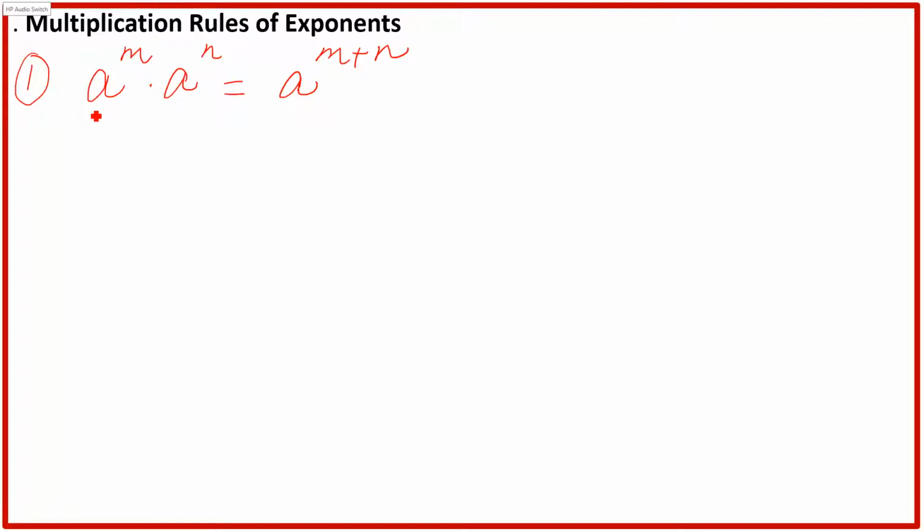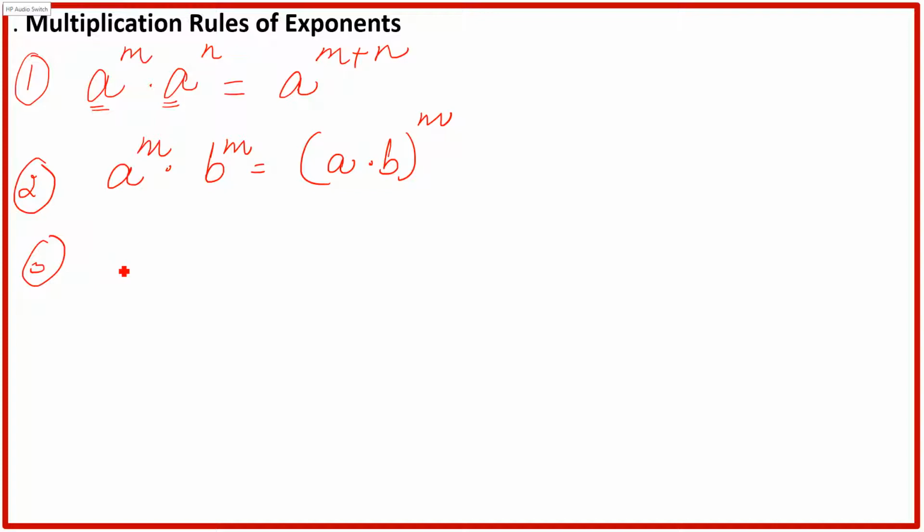What does it mean? It means if we have the same bases, keep in mind, this is the multiplication rule, we write down the base only one time and we add the exponents. The second rule is a exponent m, b exponent m, which is equal to a multiplied by b, whole exponent m. If we have different bases but the same exponent, we multiply the bases and then we make the power m.